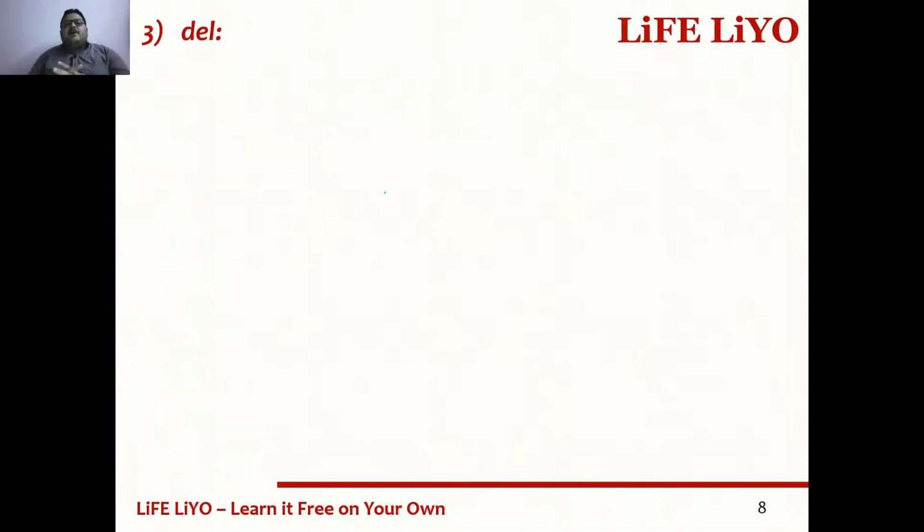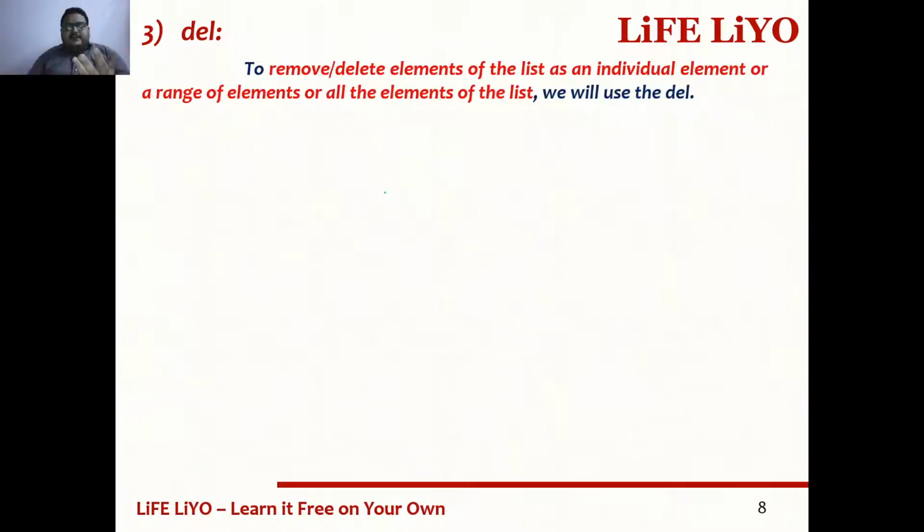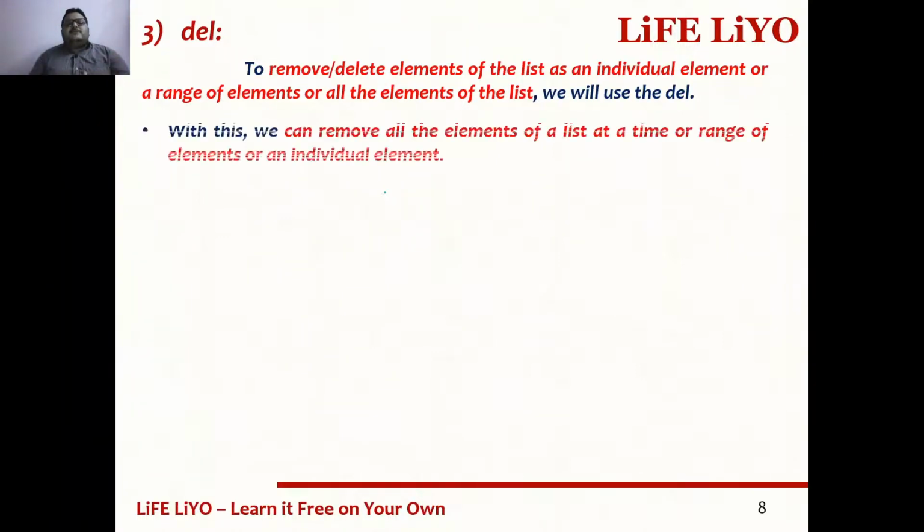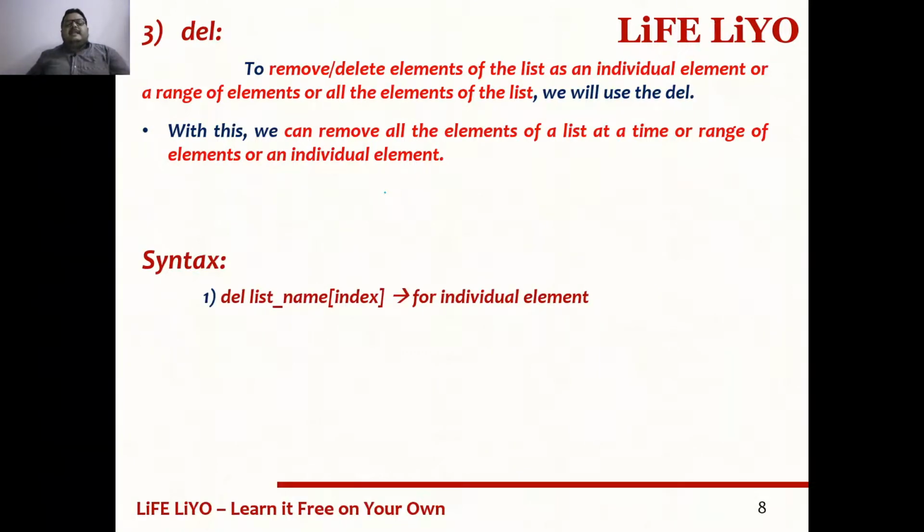Del is a keyword which is used to remove elements from a list. It may be an individual element, or a range of elements, or if you want to remove the entire list, we can use the del keyword. What are the different syntaxes? Because del does not support only one respective property, such as an individual element or a range of elements or the entire list, we have different syntaxes. First, to delete a respective element, we have to pass the index number.